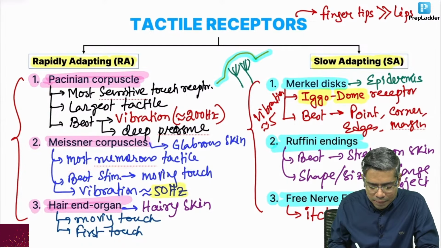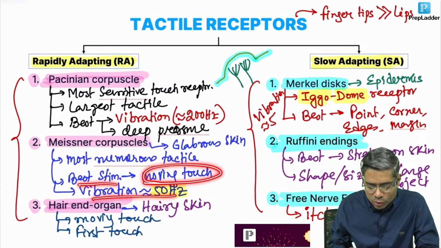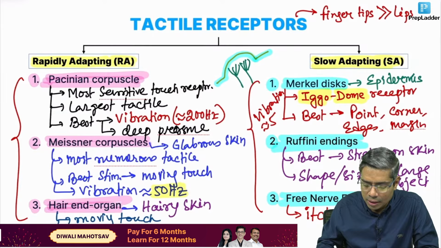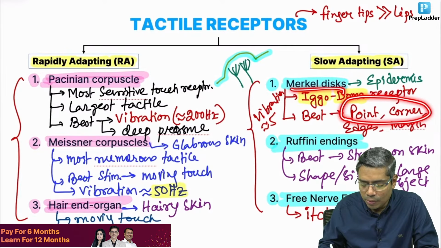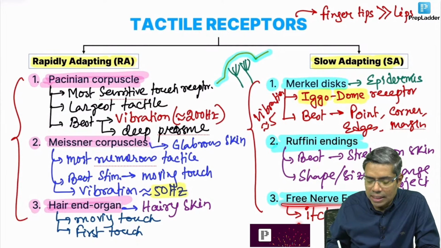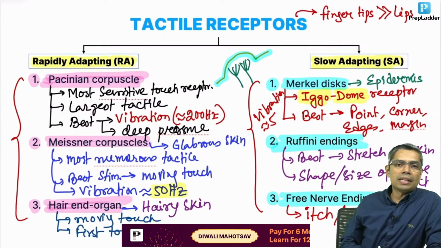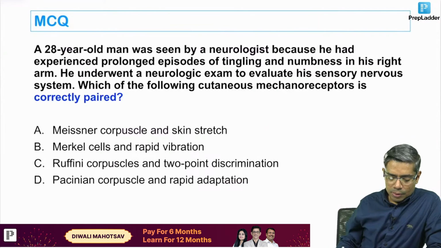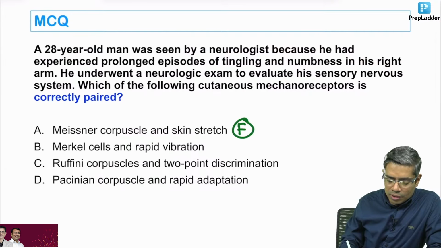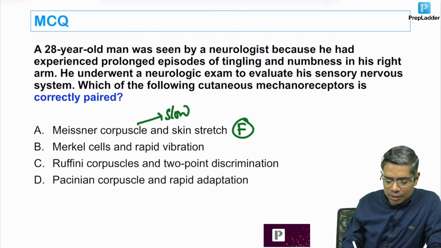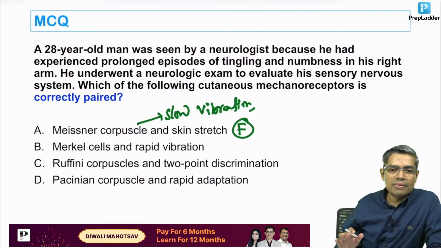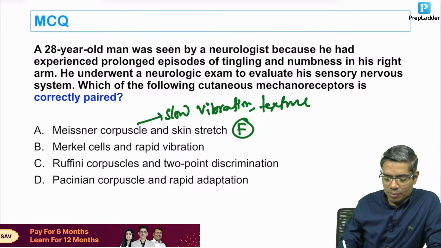Meissner's is for moving touch as well as slow frequency vibration. Hair end organ is also for moving touch and first touch in the skin. Merkel disc, the best stimulus is for point or corners or edges. Ruffini's organ, stretch on the skin, and free nerve endings, itching and tickling are the main stimulus for free nerve endings. So with this concept, if you look here, Meissner corpuscle skin stretch, this is false because Meissner corpuscle is for slow frequency vibration, as well as what we call the texture of the surface.